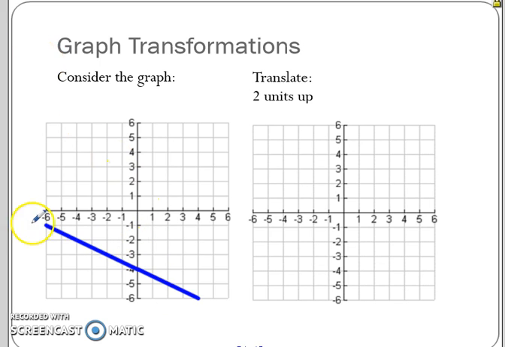So consider the graph. Let's go 2 units up. So pick a point and then go 1, 2. So that's the new point. 2 units up. So I'm going to put a point here. And then you're going to pick another one, maybe this one. 1, 2. So pick another one from the graph. And then you put the point here, new points. And then use your ruler and connect these 2 dots.